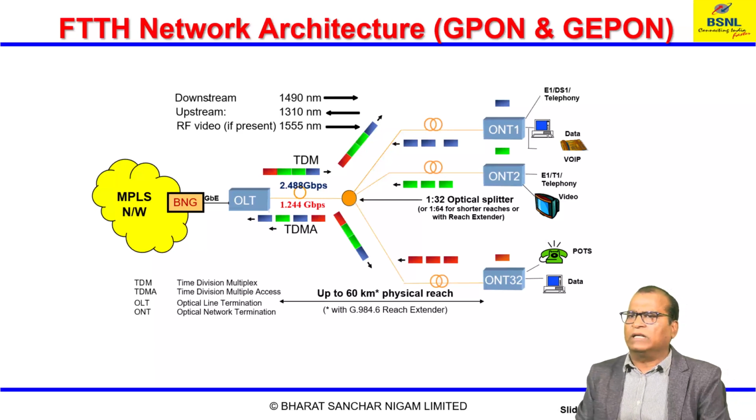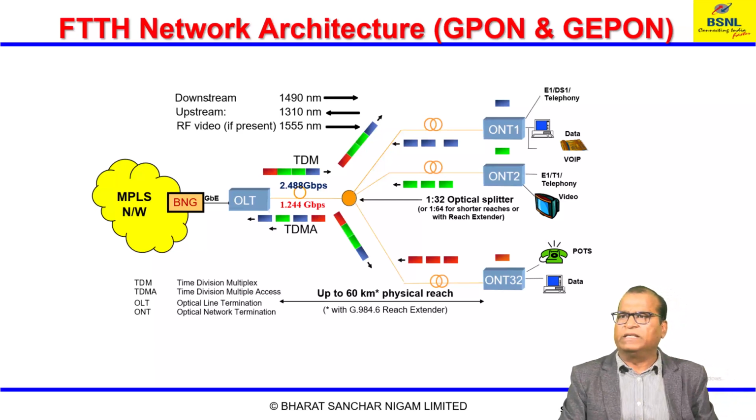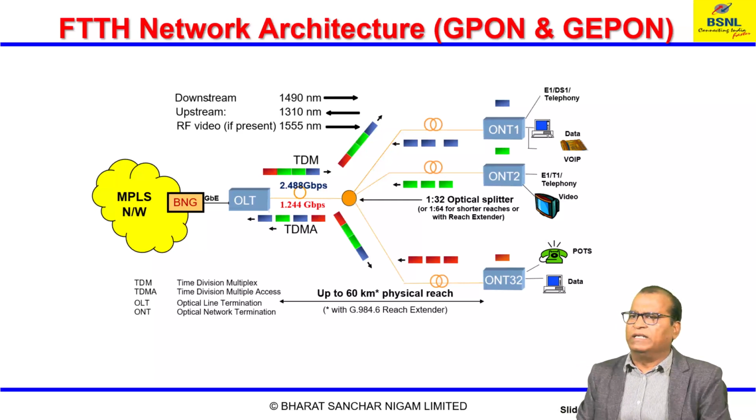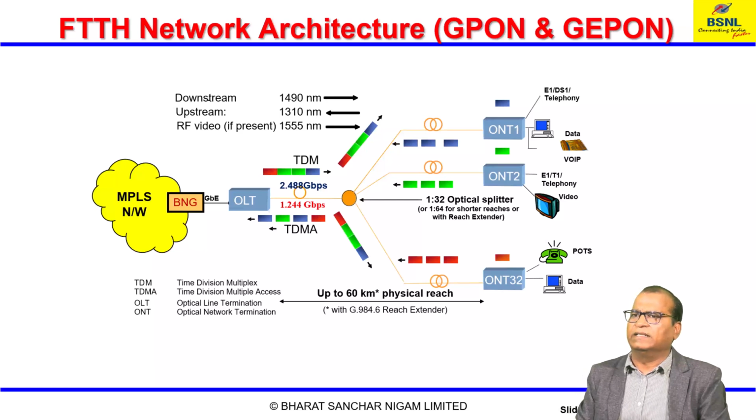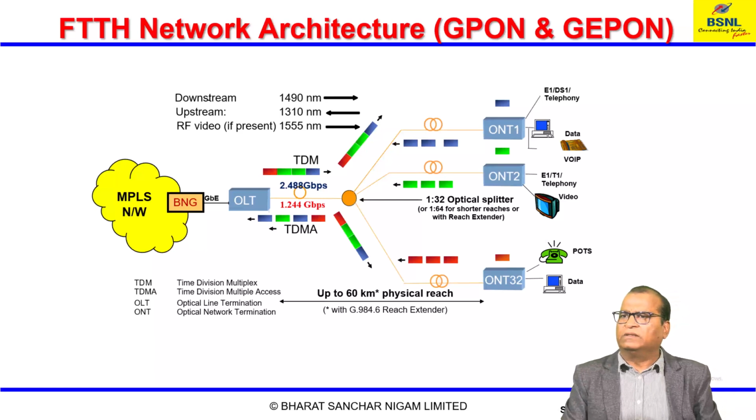For both upstream and downstream, different wavelengths are used. Upstream, that is from ONT to OLT, uses 1310 nanometer, and downstream, that is OLT to ONT, uses another wavelength, 1490 nanometer. So two different wavelengths are used to support upstream and downstream traffic. On the network side, it is connected to the BNG, that is the broadband network gateway.